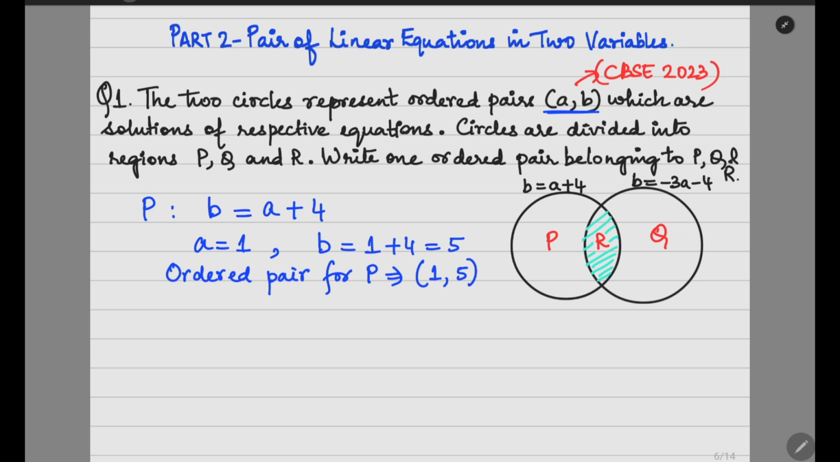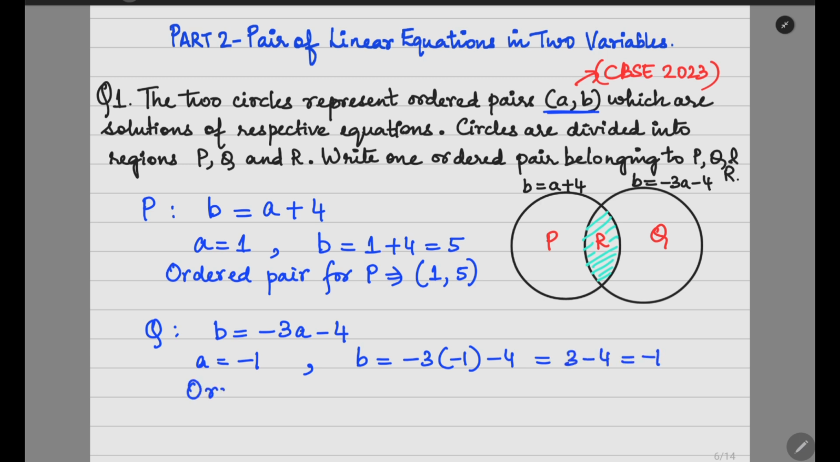Now let us write the equation for region Q. Q is given by b = -3a - 4. So let's take a as, say, -1. What will b be? b will be -3 into a, which is -1, minus 4. So it is 3 - 4, which is -1. So the ordered pair for the region Q will be (-1, -1).